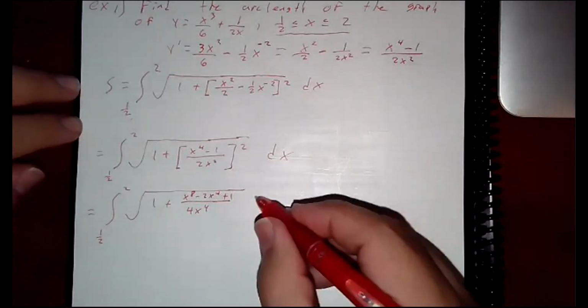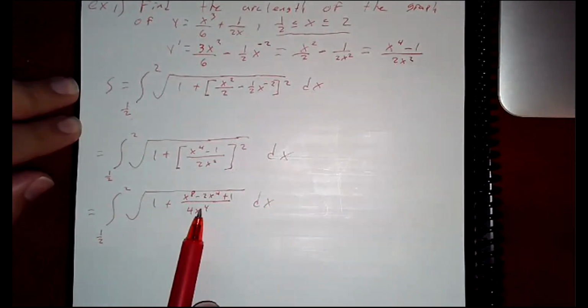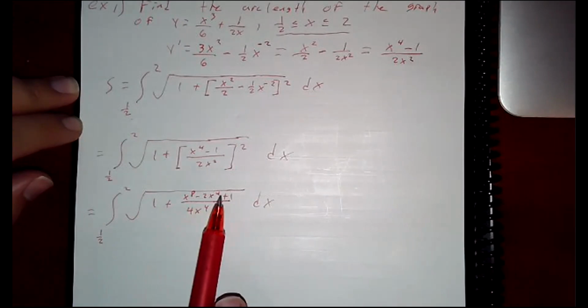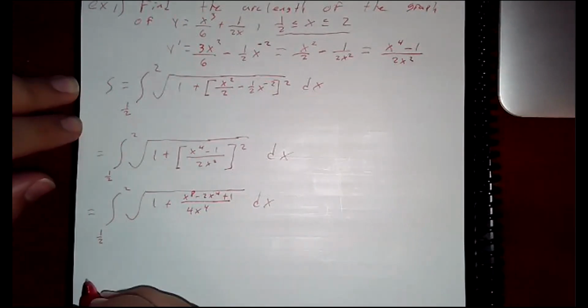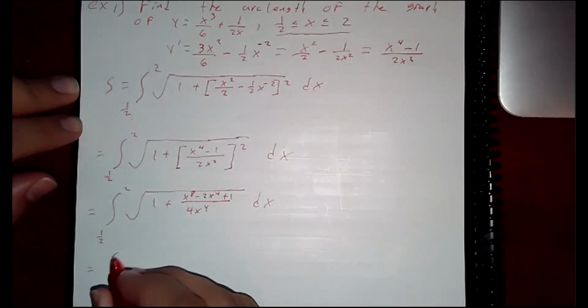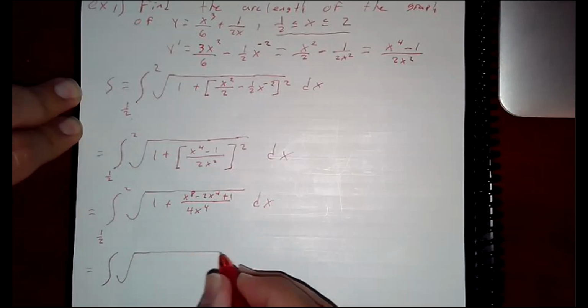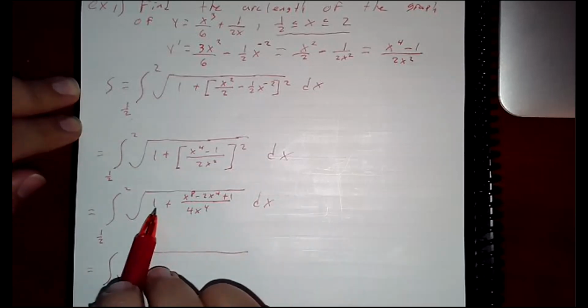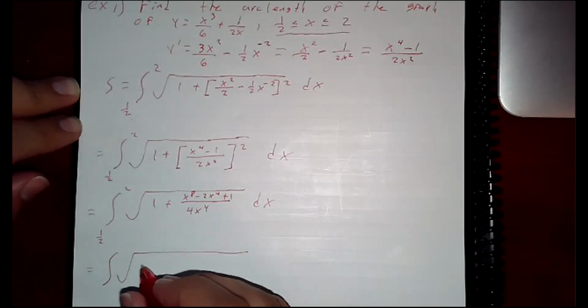Okay, dx. So then combine the 1 and this, and see if we can do some factorization. I'm going to not write the bounds for a while because it doesn't matter. So the least common denominator is 4x to the 4, so it changes to 4x to the 4.